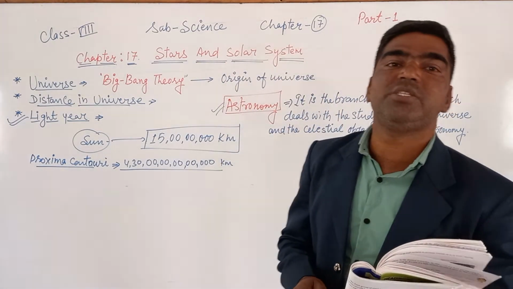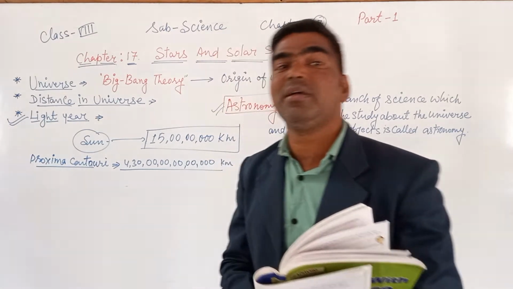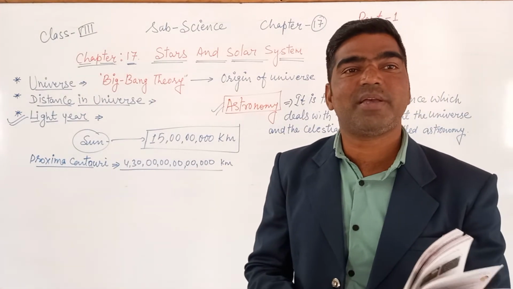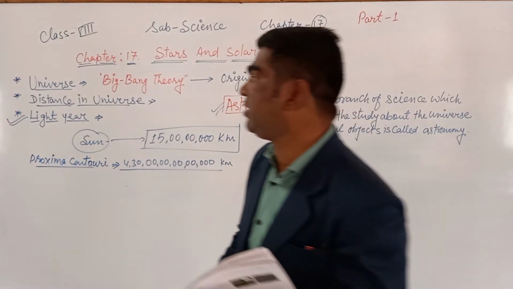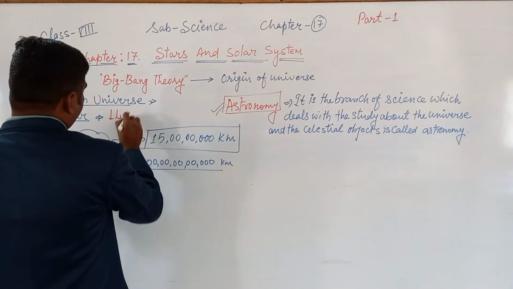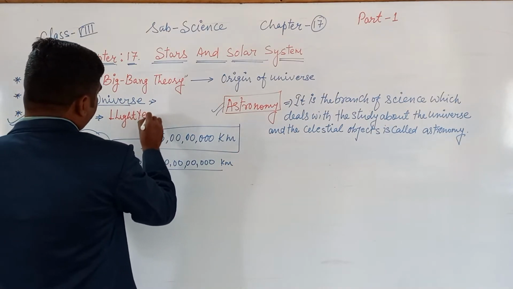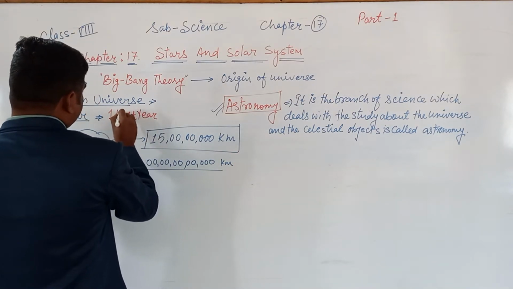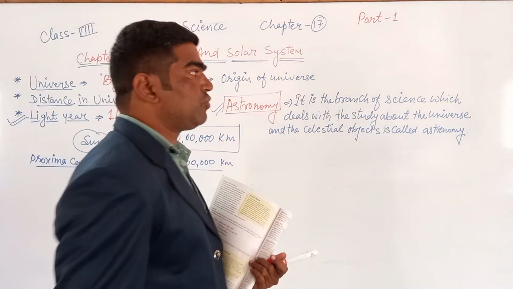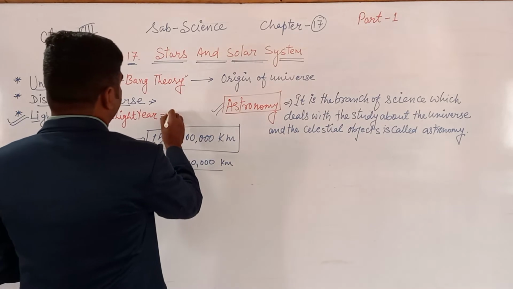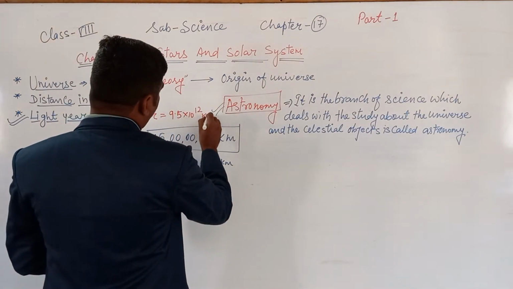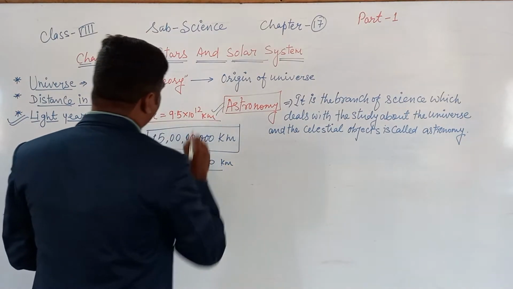So light year means what? The distance traveled by light in 1 year. Okay, the distance traveled by light in 1 year, that is called the light year. And we know that this one light year is equal to 9.5 into 10 raised to power 12 kilometer. This is the distance in one light year.